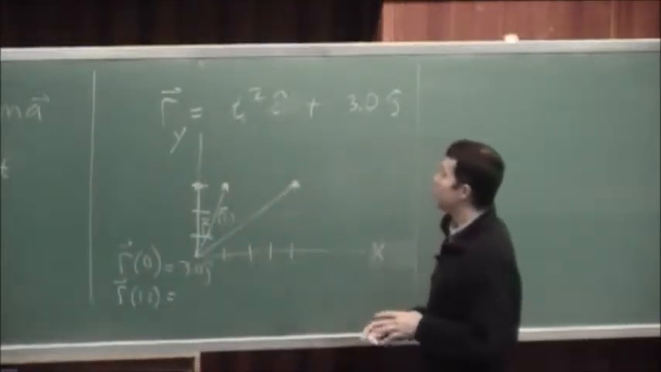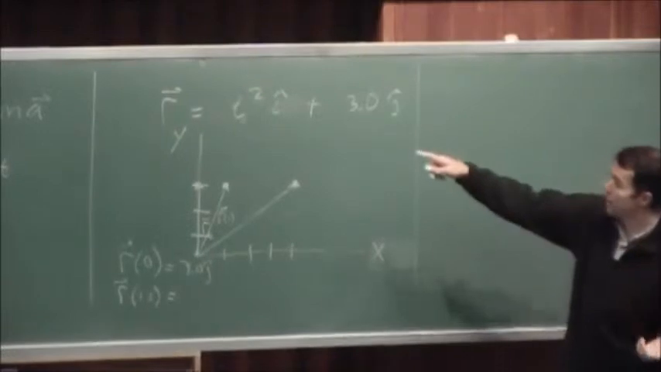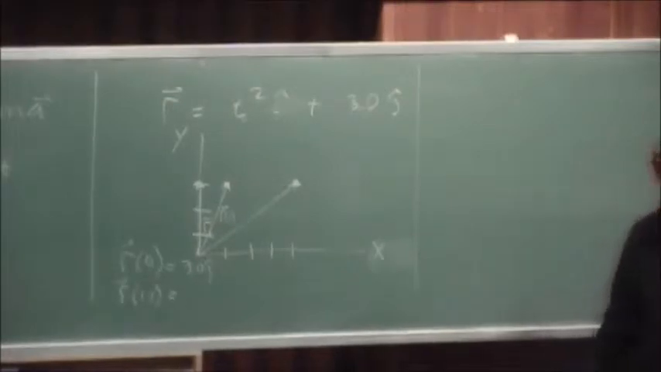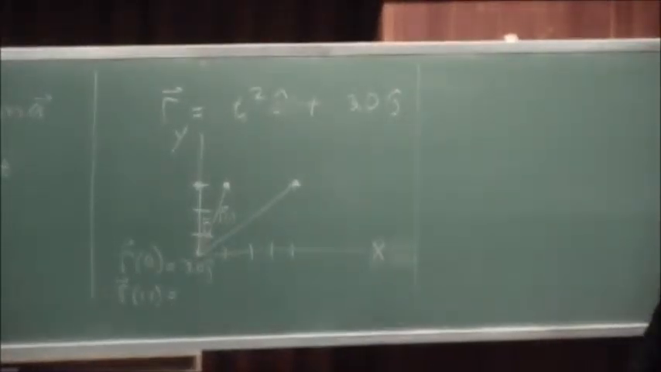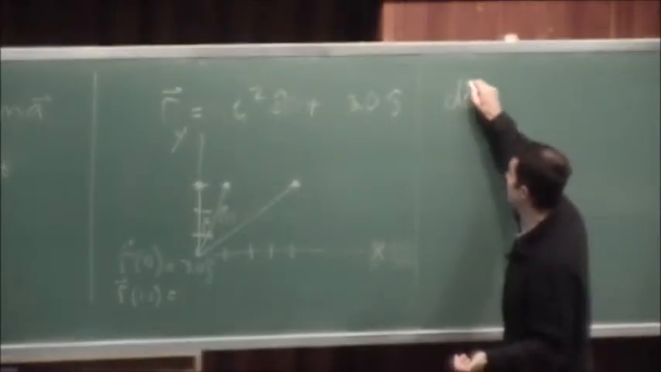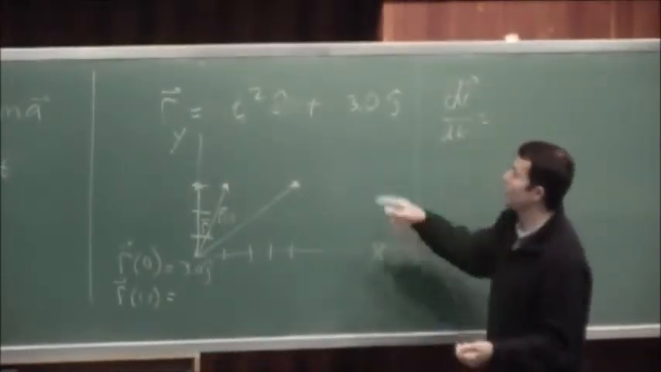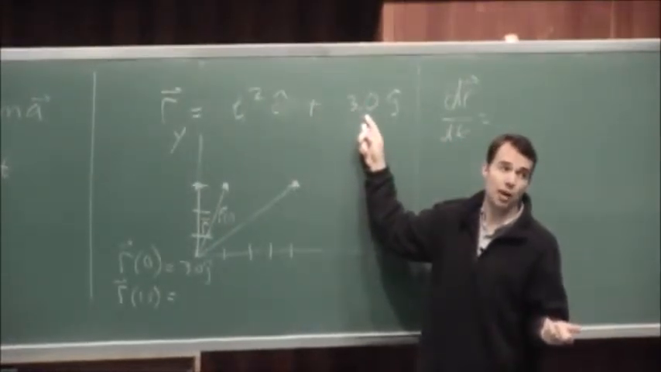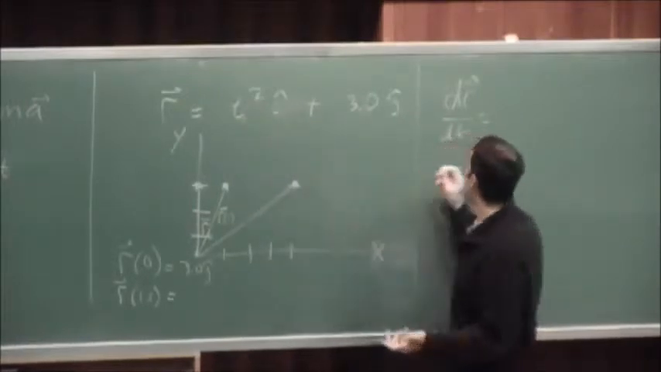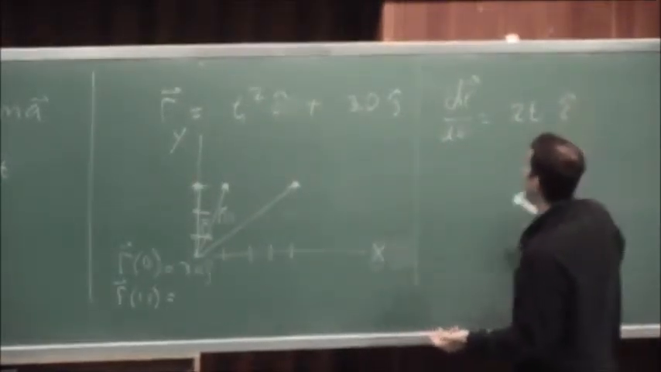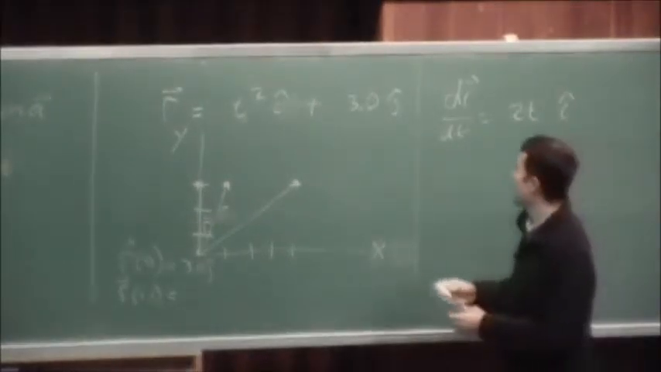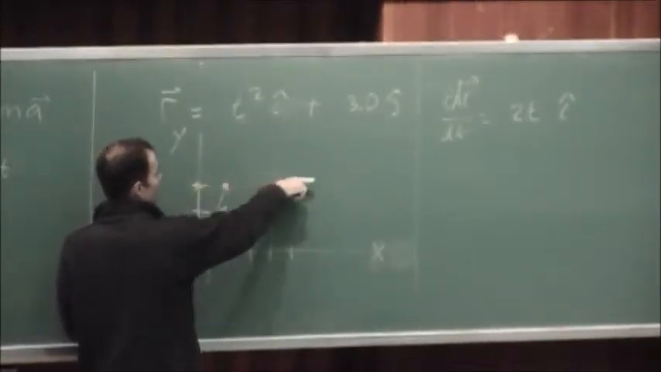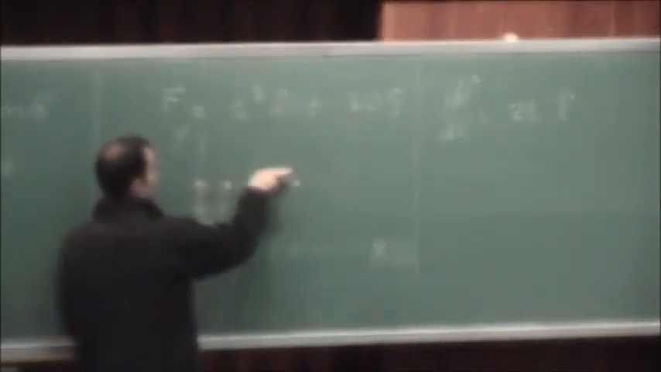Okay, so what we have here is my position vector as a function of time. How would I find my velocity vector as a function of time? Well, I simply take dr dt, right? So if I look at dr dt, this is just a constant, so I don't need to worry about it. It's not changing in time. And so all I have is 2t I hat.